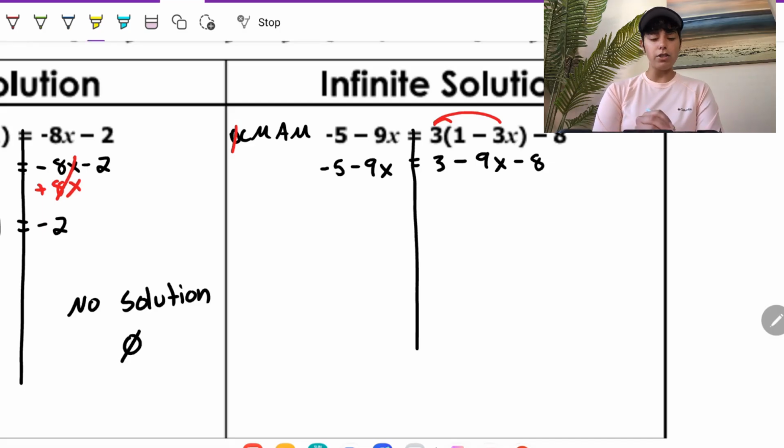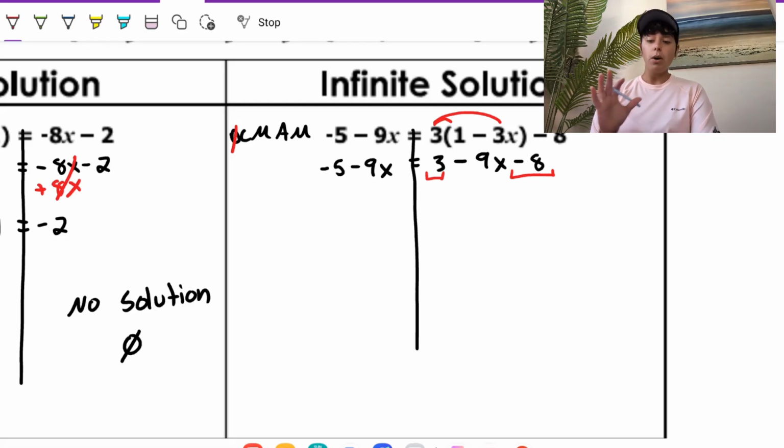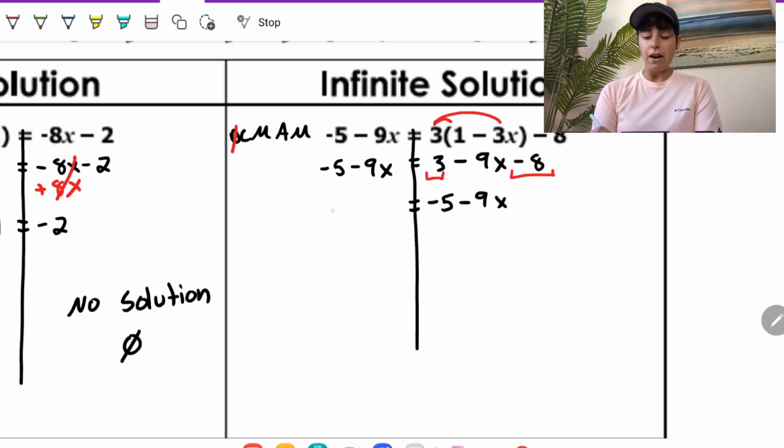Next, I need to combine like terms. So if I look on the left side, there's nothing there that are like, so I can't combine. But on the right side, I can combine the 3 and the -8. Now remember, when combining like terms, we're not moving stuff to the other side of the equation, so we're not going to do the opposite. We're actually going to follow what the equation says and just simplify. So my equation has a +3 and a -8, so we are going to do 3 minus 8, which gives us -5. Then we copy everything else down.